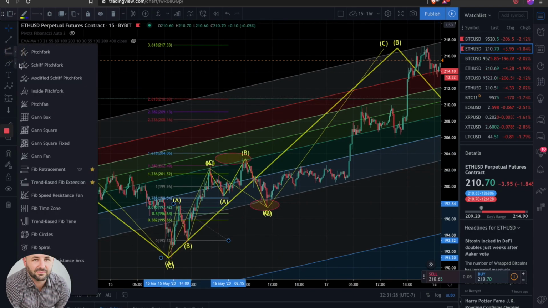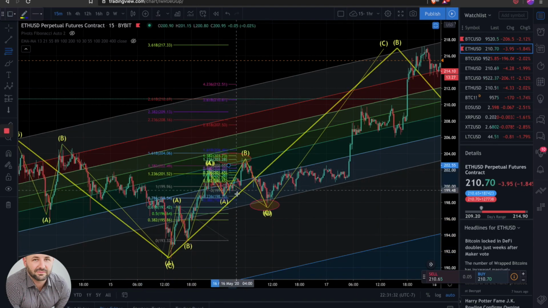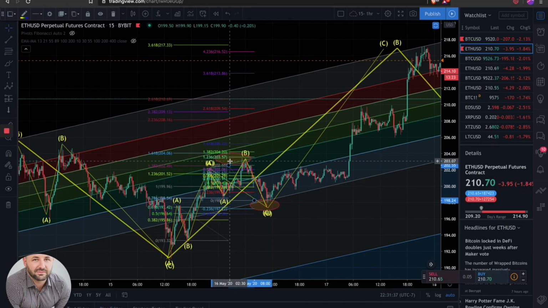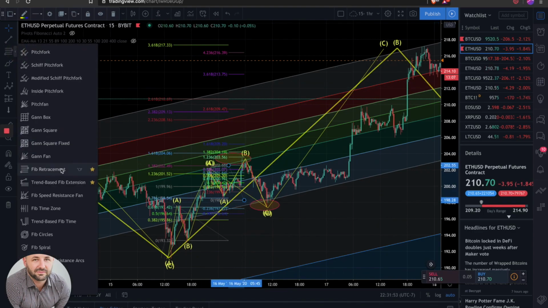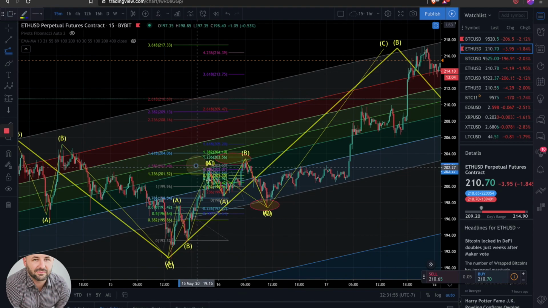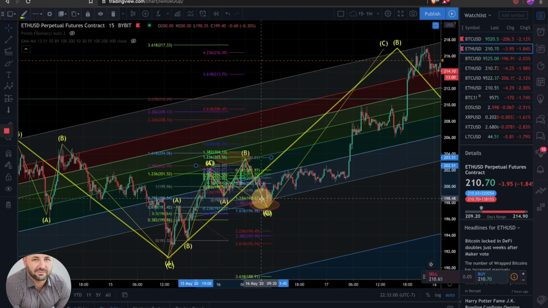Another way that I was looking at this to be the expanded flat is if you take the fib retracement right here, it hit the 1.236 perfect, to the T for an expanded flat. Knowing that we got the expanded flat position, we were going to have an extended C wave. Okay, so we can take our trend-based fib for our A, B, and our C. I'll slide this over so it's a little bit clearer.